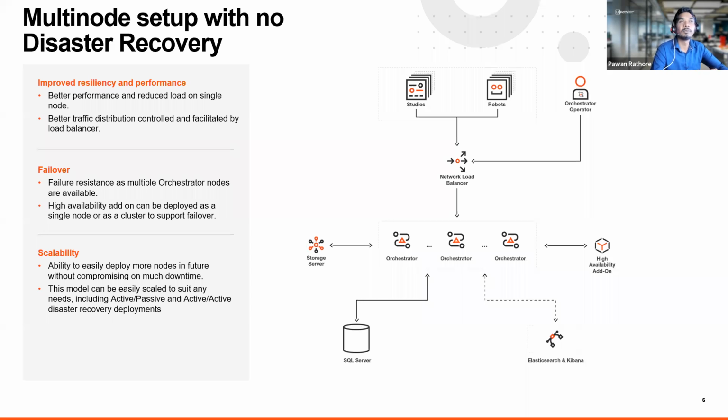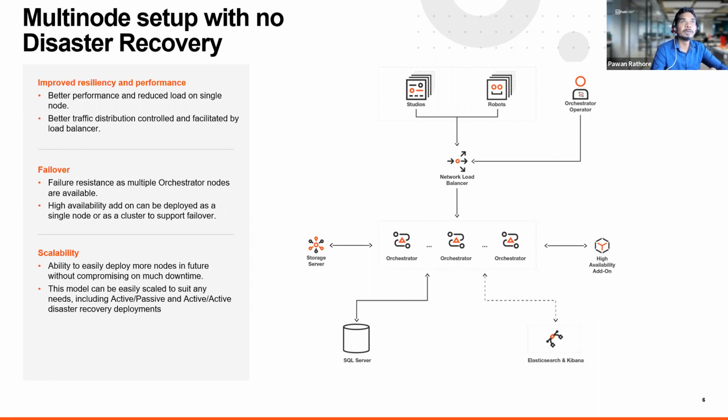Herein, what we will do is we will have a network load balancer sitting on top of n number of orchestrator nodes. It can be 2, 3, 4, 5, any number of nodes based on the number of robots that you may have in your environment. Say you have 100, 200, 300 robots and you want to scale up, you can quickly add a node to the existing cluster and scale up the current solution to serve the increasing number of robot needs.